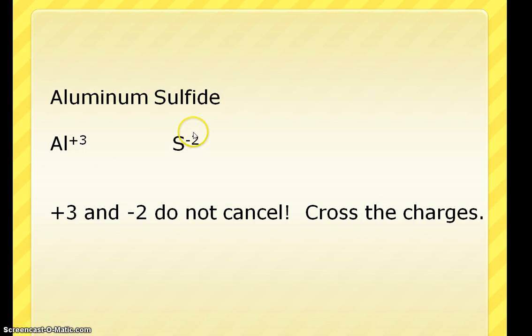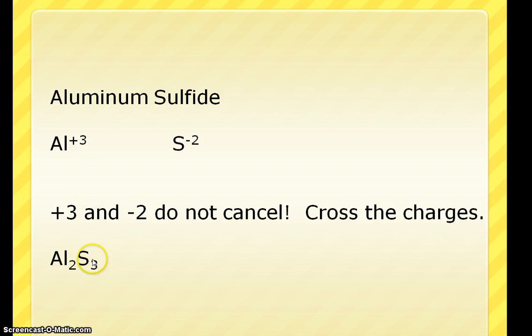I'm going to take this 2 and put it behind my aluminum so that my formula ends up being Al2S3. Now here's why I do that. Remember, these little subscripts are counting numbers. So I've got 2 ions of aluminum. Well, each of those ions has a +3 charge. So total, I have +6.